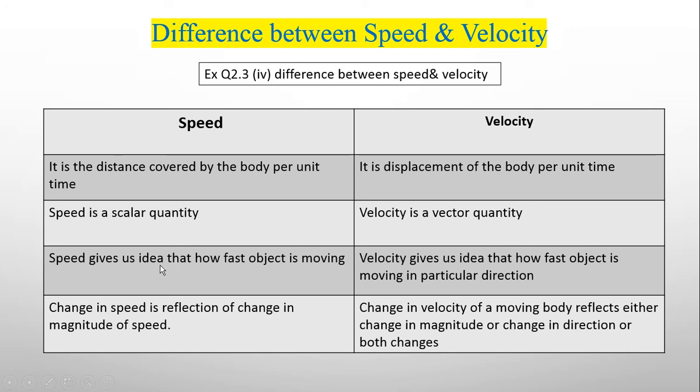Third point, speed gives us idea that how fast object is moving. Velocity gives us idea that how fast object is moving in a particular direction. Change in speed means if you are noticing the change in the value of speed, this is the reflection of change in magnitude of speed. And if you are noticing the change in velocity of a moving object, it reflects either change in magnitude or change in direction or both changes.